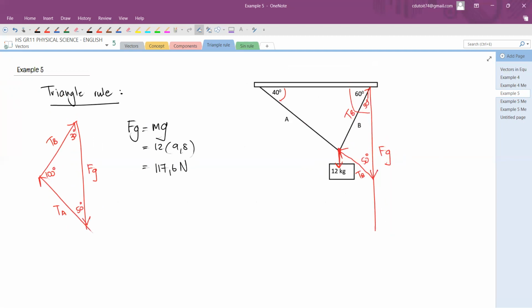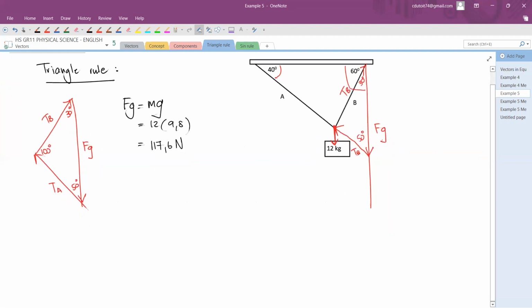So let's use the sine rule. I want to know what the tensions are in the rope. So let's start with A. A and the 30 degrees are opposite one another. And 100 and FG is opposite one another. So the tension in rope A over sin 30 equals FG over sin 100.